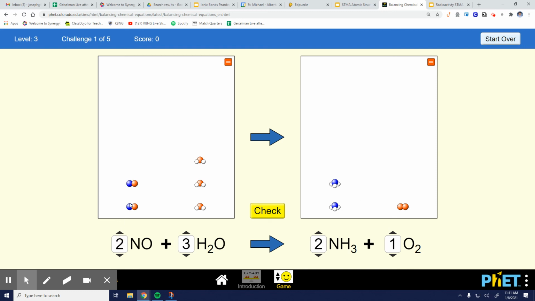So if I go 2 nitrogens, 2 nitrogens, those equal out. I have 6 hydrogens and 6 hydrogens. But now my oxygens are off. Now I have 6 oxygens on this side. How am I going to figure this out? So you're going to have to go back and forth balancing this until we have a correct equation.